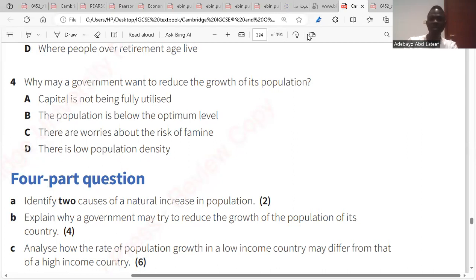Yes, that's it. So that ends population. Wow, a long topic, man.